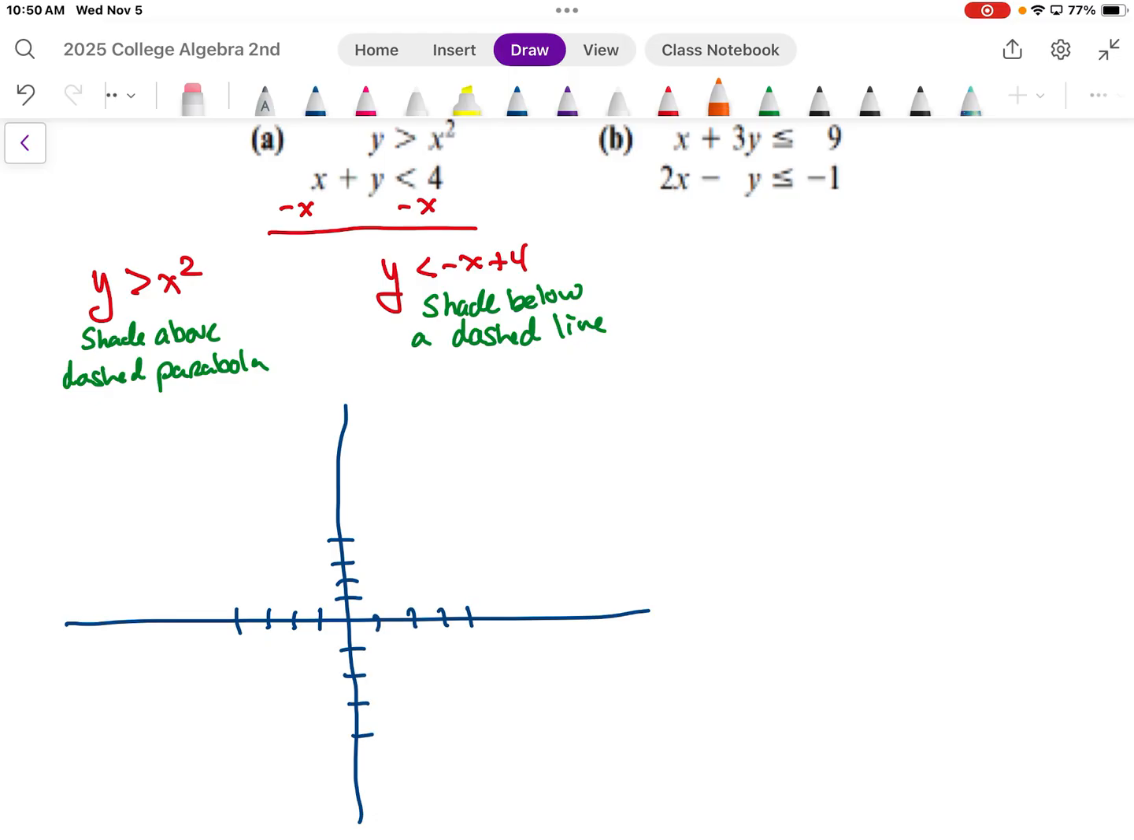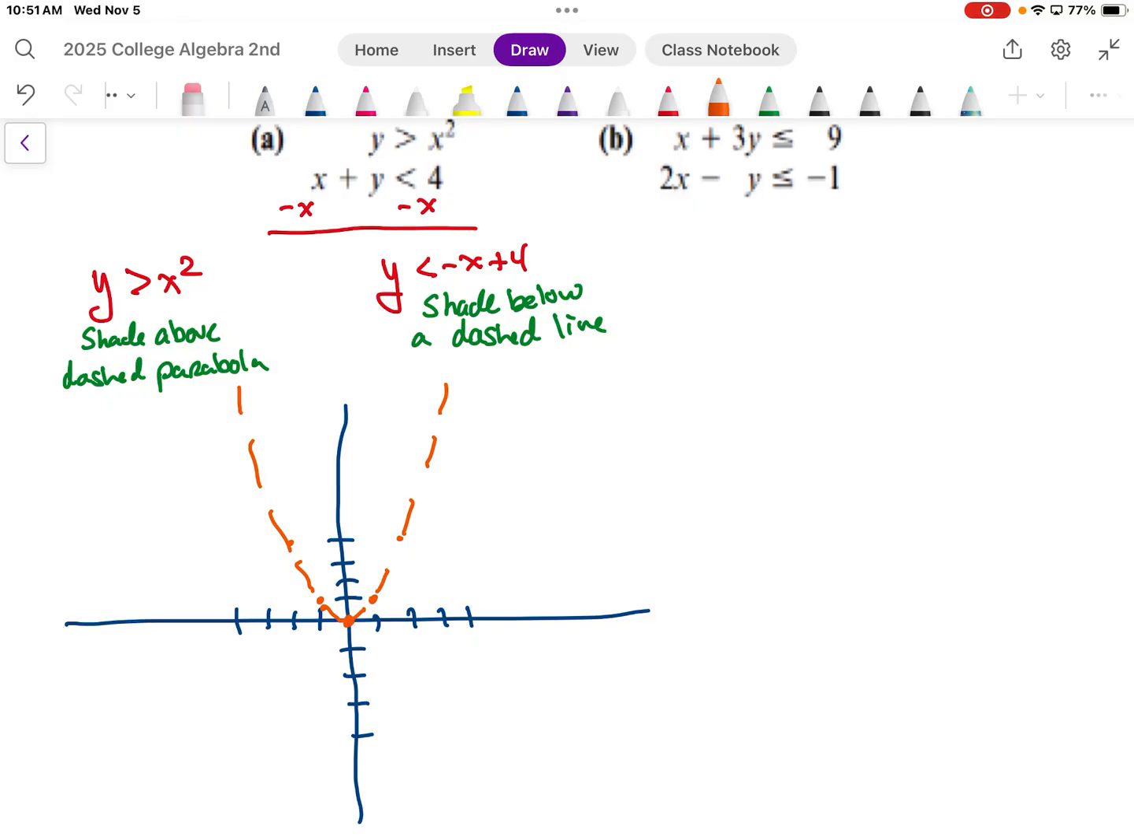All right, so drawing pictures. y is greater than x squared. That's a parabola that has a vertex at the origin. Goes through (1, 1), (-1, 1). It'd be (2, 4), (-2, 4). Dash parabola. Dash, dash, dash, dash, dash. All right, so there's my dashed parabola.